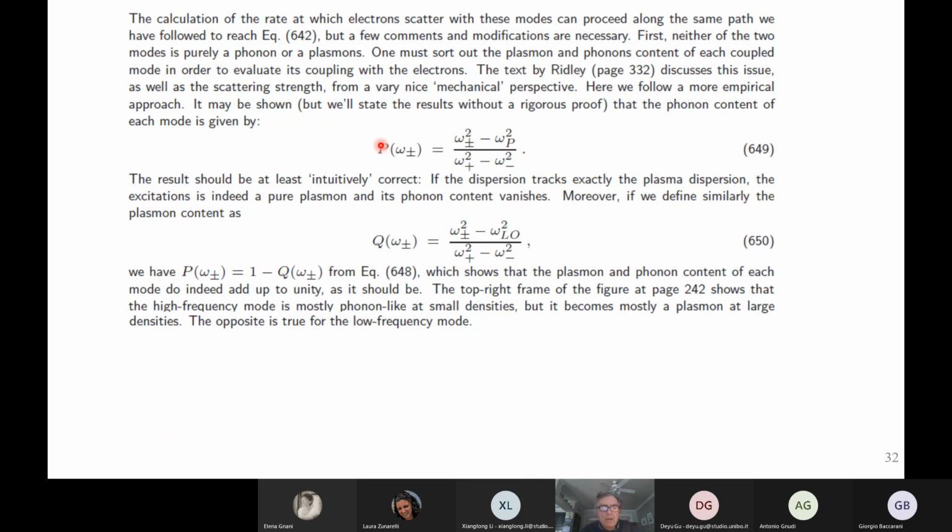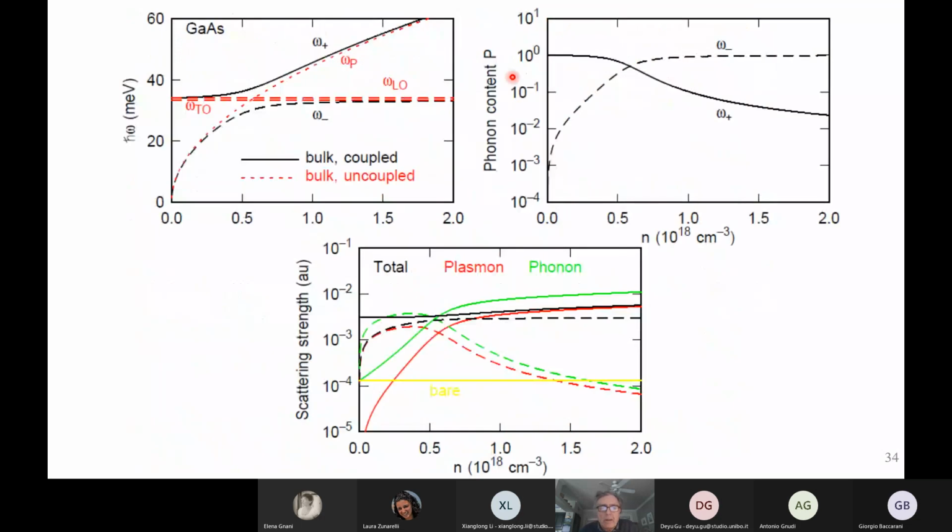The content of the phonon, for example, is given by this: look at a branch, omega plus, omega minus, and see how far away it is from the plasma frequency. If it's exactly the plasma frequency, the phonon content will vanish. The farther away it goes from the plasma frequency, the stronger the phonon content will be, and vice versa for the plasmon content. And I show here indeed that the omega plus starts as a phonon.